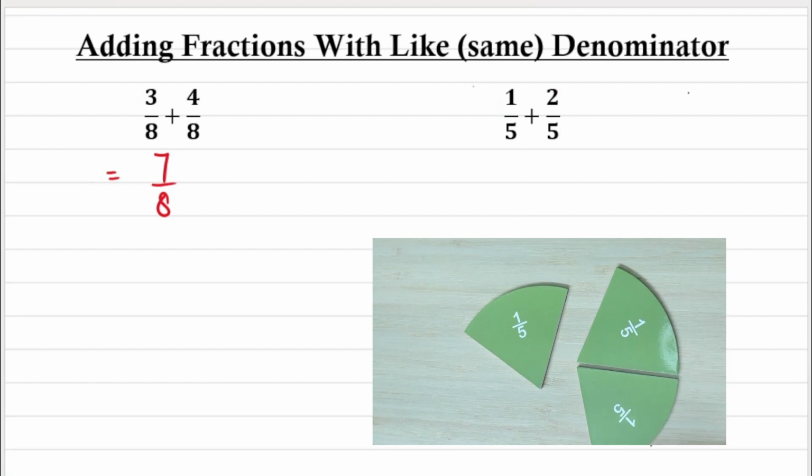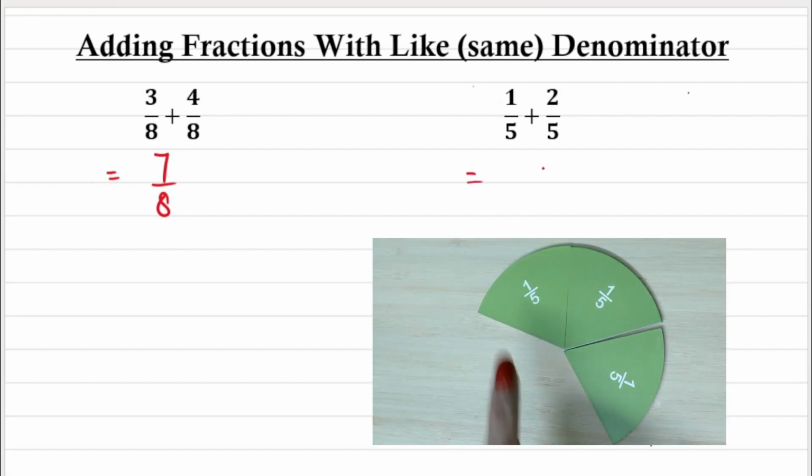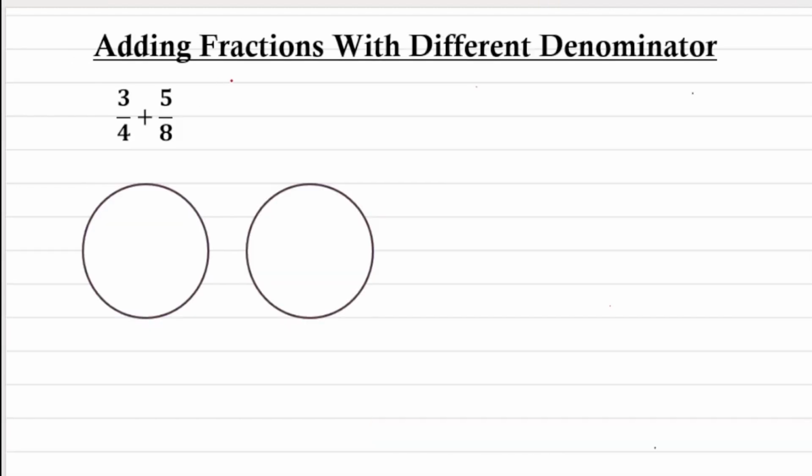1/5 plus 2/5. Again, look at the visual down below. 1/5 added to 2/5 gives us 3/5. That's all. When we add fractions with different denominators, the situation and the process become a little different.